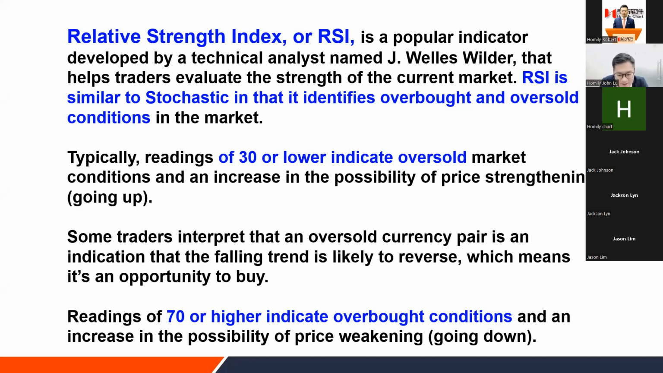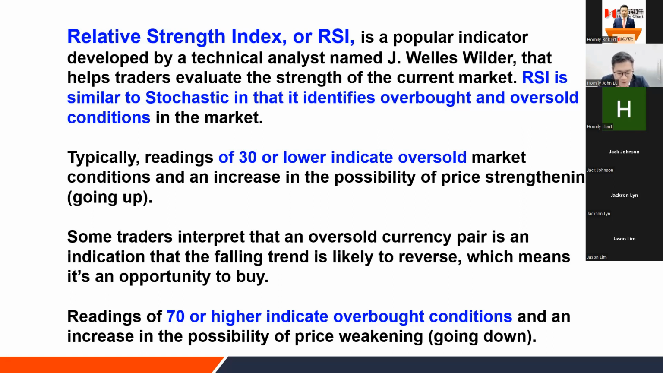RSI is the Relative Strength Index. It's similar to stochastic. This one is also an oscillator, even though somebody calls it a tool to tell you the strength. With an oscillator, the most important thing is overbought and oversold, but RSI is more reliable than the stochastic. Stochastic is too fast, too sensitive, and gives a lot of false signals. But RSI, if you change the parameter, will be very reliable.